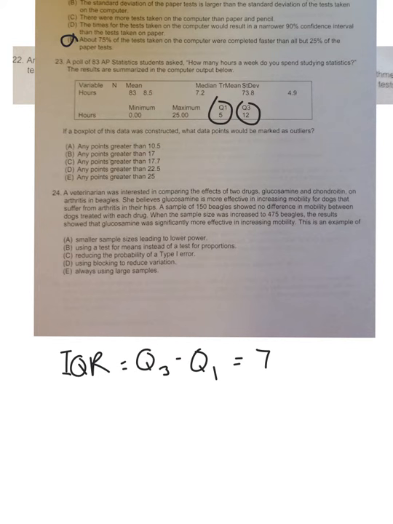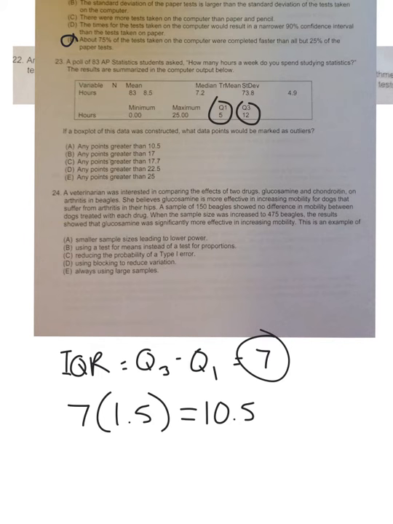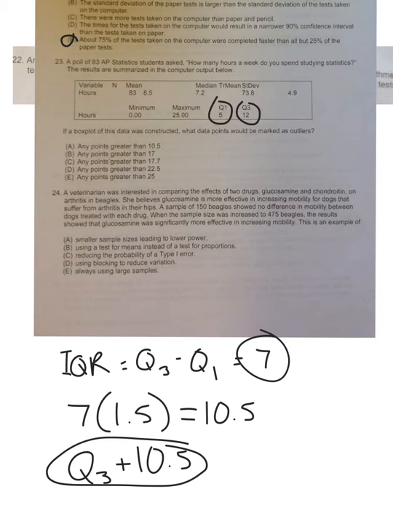All right, so what do we do with this? We take that 7 and multiply it by 1.5, and that gives us 10.5. What do we do with that? There are lots of steps, I guess. You say Q3 plus 10.5. If there's any number outside of that range, that would be an outlier. So Q3 is 12, and 12 plus 10.5 would be 22.5. Any number that's bigger than that is going to be an outlier.